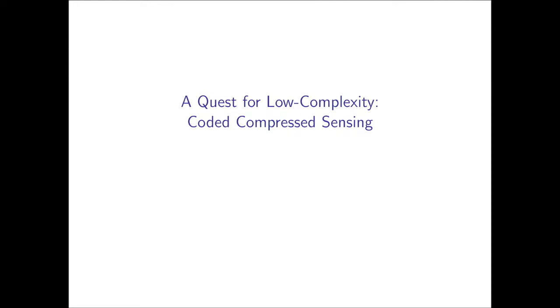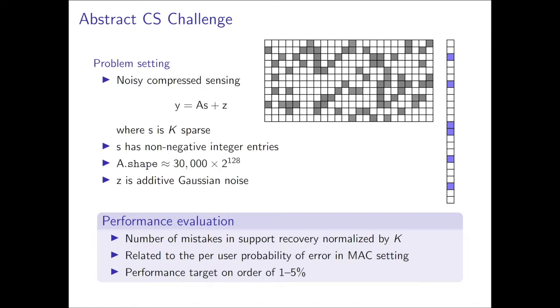In this video, we are interested in linear regression in very high dimensional spaces, and we look at a proposed low complexity approach which we call coded compressed sensing. Mathematically, we get observation vector y, which is equal to matrix A times vector S plus some noise. We know that S is sparse with k non-zero entries, and A is a very wide matrix with possibly on the order of 2 to the 128 columns.